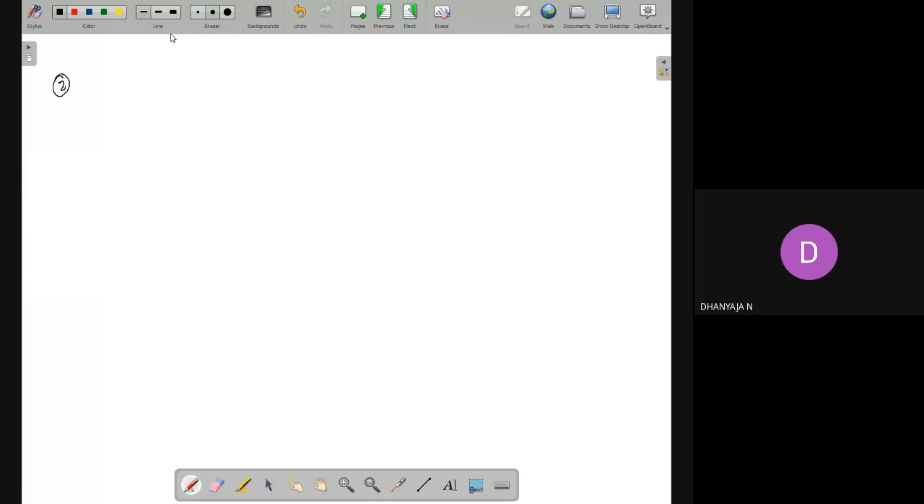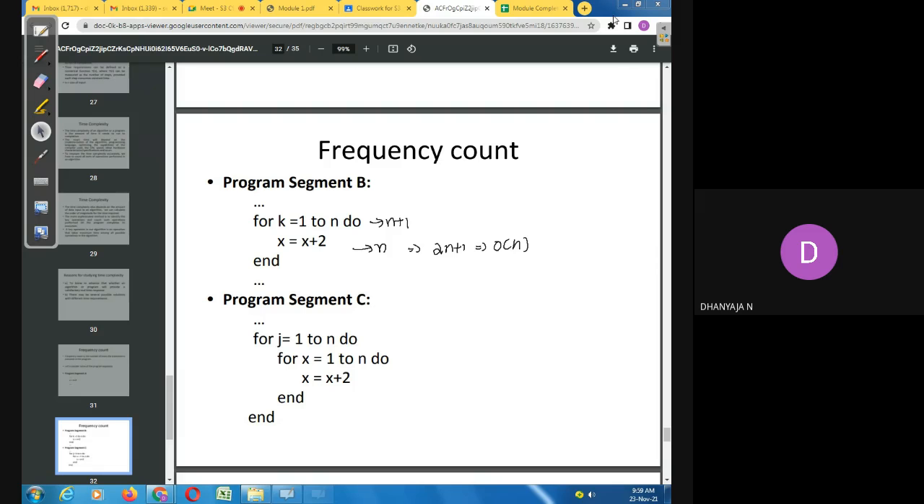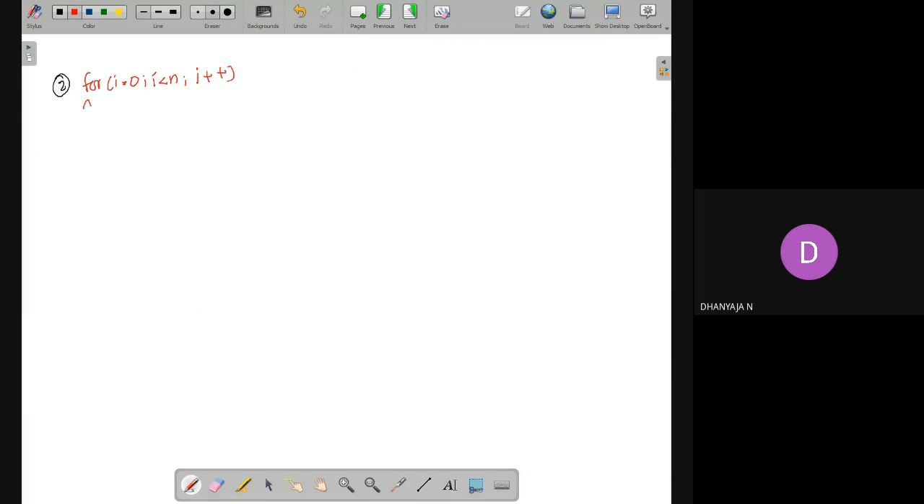Second example. For i equal to 0, i less than n, i plus plus, and inside this, for j equal to 0, j less than n, j plus plus, x equal to x plus 2. This is the statement. Okay?